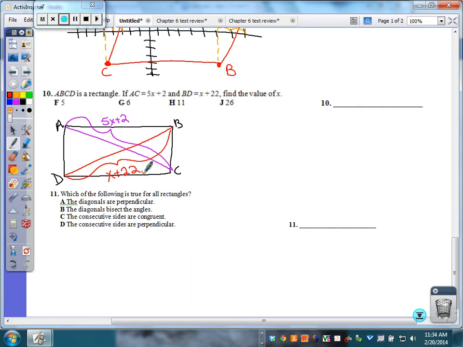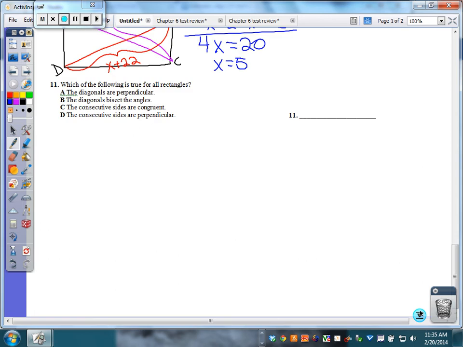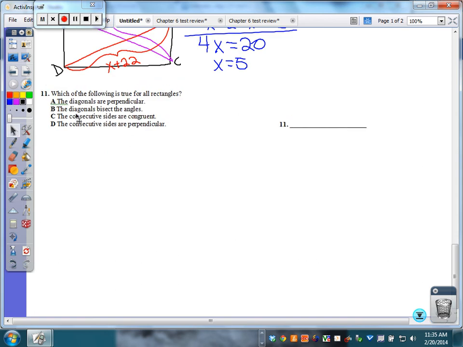Well, with rectangles, one of the properties of diagonals is that they not only bisect each other, but they also are congruent. This diagonal will equal this diagonal. So then we have 5x plus 2 equals x plus 22. Subtract the x from both sides, subtract this 2 from both sides. And so we get 4x equals 20, x equals 5. All right. Number 11.